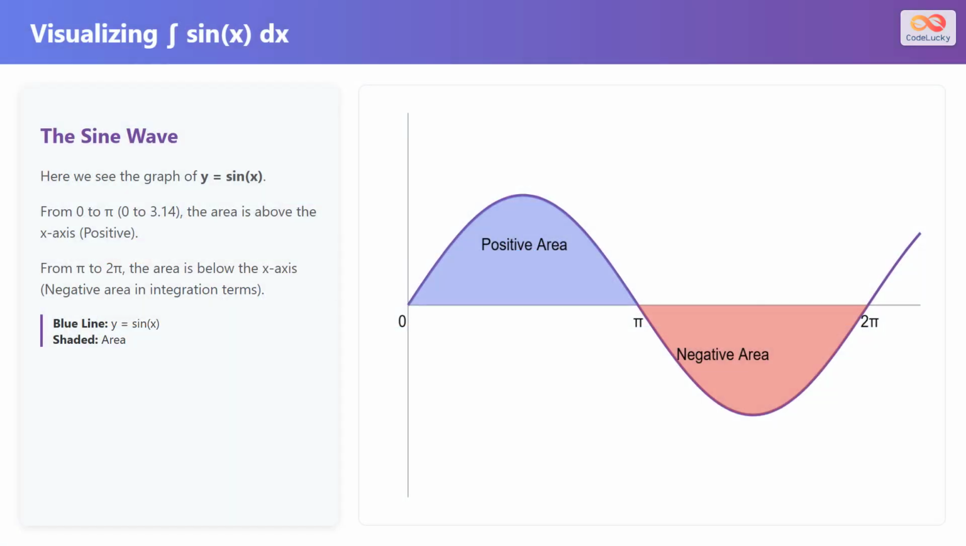Let's look at the graph of sine x from 0 to pi. The curve is above the axis, representing positive area. From pi to 2 pi, it dips below the axis, which counts as negative area in integration. Understanding this visual helps you predict whether your final answer should be positive, negative, or 0.